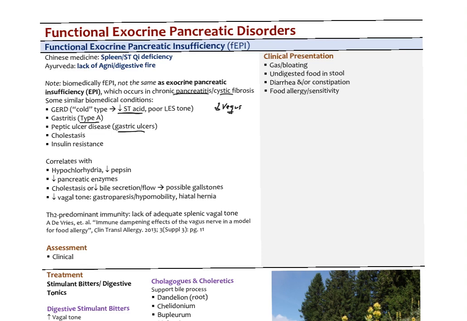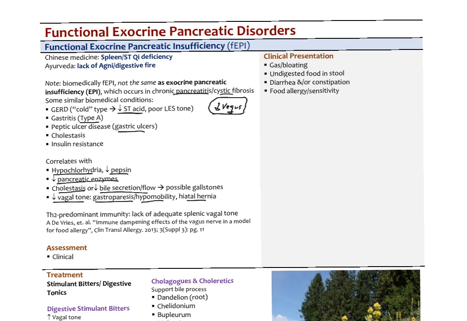So all of these have a kind of common interweaving factor of low vagal tone, cholestasis, also potentially insulin resistance. This correlates with hypochlorhydria, decreased pepsin, decreased pancreatic enzymes, cholestasis or decreased bile secretion and flow, and possible gallstones. And again, the decreased vagal tone would additionally cause gastroparesis, hypomotility, potentially hiatal hernia. And I talked already about the cholinergic anti-inflammatory reflex with the spleen, and how the lack of vagal tone might actually increase the incidence of food allergies. So having adequate vagal tone is important there.